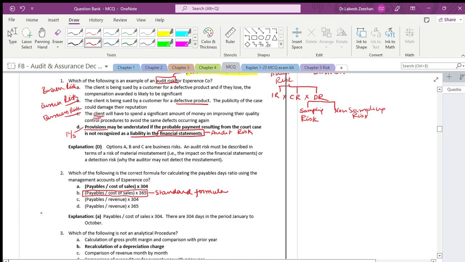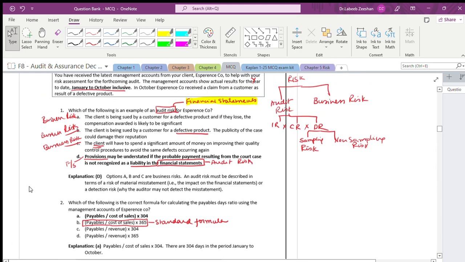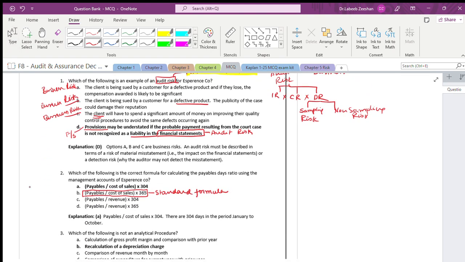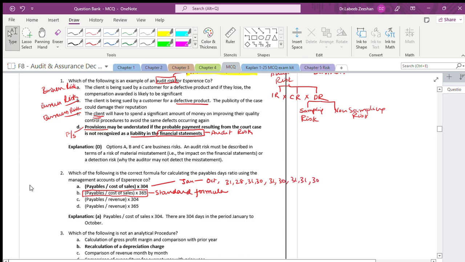Fine. Now, what they mention is January to October inclusive. Literally, you have to make it a point: 31, 28, 31, 30 days. January, February, March, April, May, June, July, August, September, October. If you add all, it will become how much? 304.